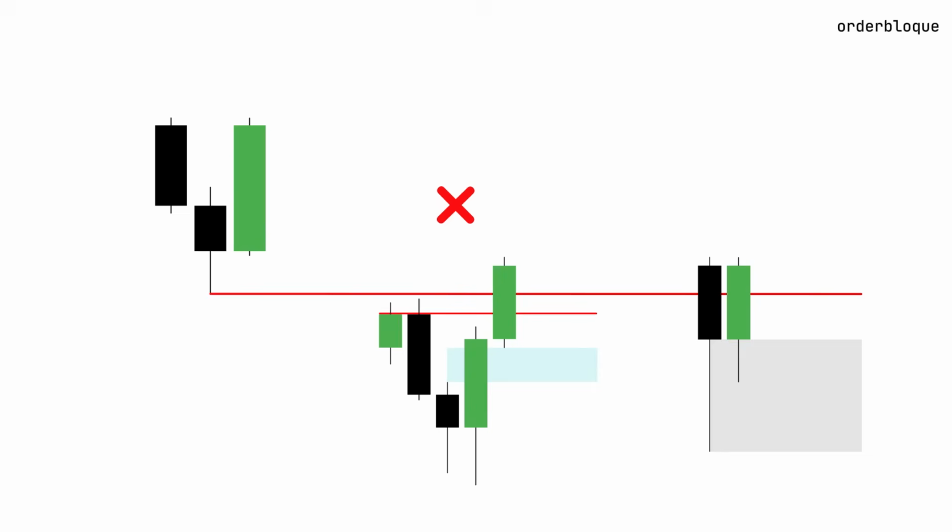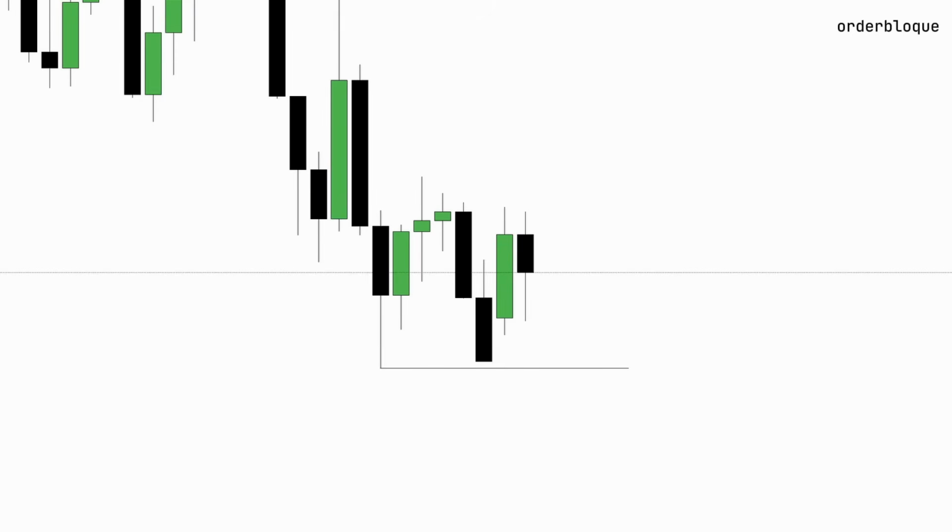However, a rejection block can form below the fractal, but pay attention to ensure that the second candle closes above the fractal low. Let's now look at 3 real examples. On the daily time frame, there's a fractal low that could potentially serve as inducement for us. To confirm this, we need to wait for a liquidity raid and volume confirmation on a lower time frame.